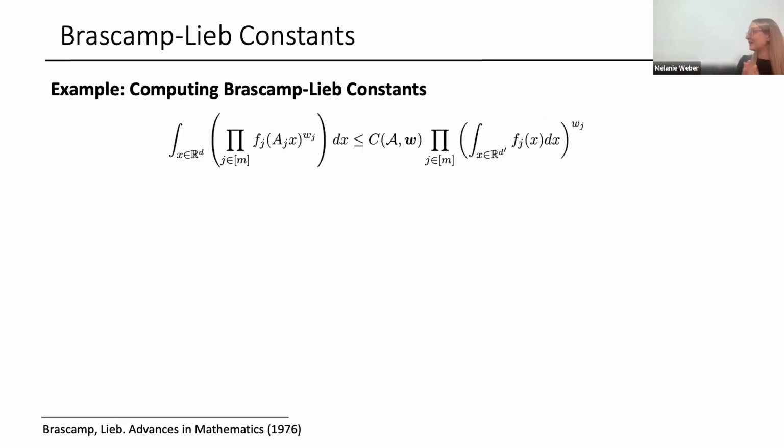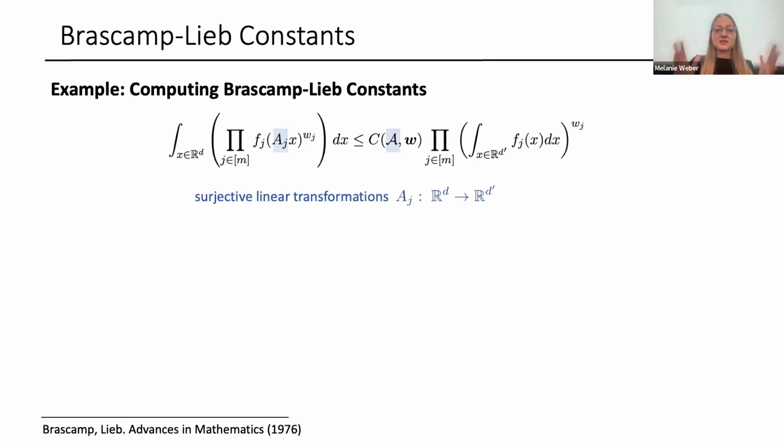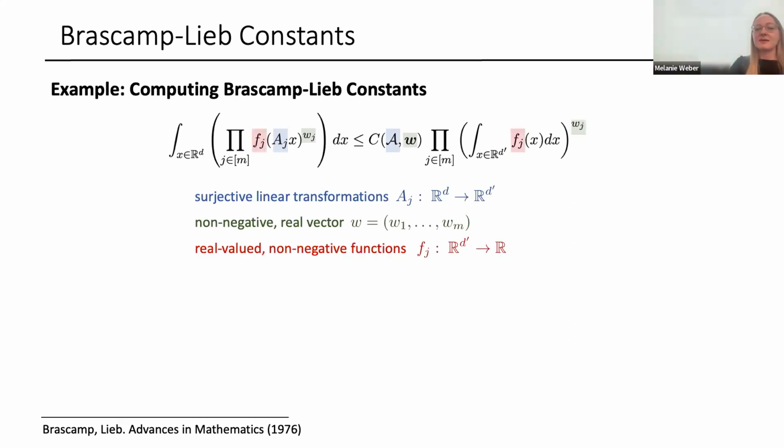So just to recall what Brascamp-Lieb constants or Brascamp-Lieb inequalities are. In the most general setting, we can write the Brascamp-Lieb inequality like this. This inequality is characterized by a set of linear transformations, and then some associated non-negative real vector that gives the exponents. And we evaluate non-negative functions.